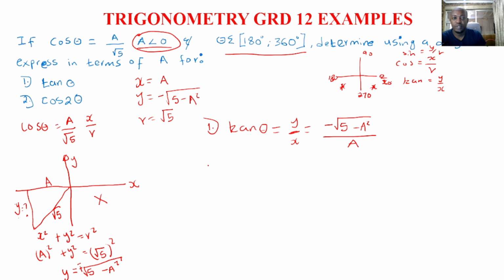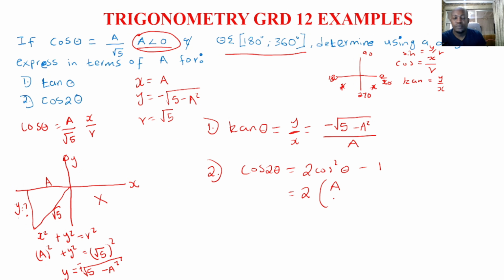And then let's have a look at number 2. It says cos 2 theta. Cos 2 theta is a double angle. It can be changed to 2 cos squared theta minus 1, where now you will just have to substitute for cos theta. It was given in the equation.